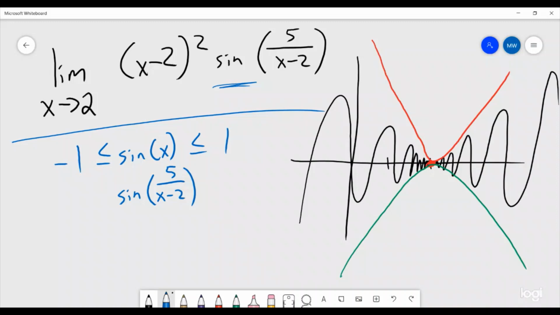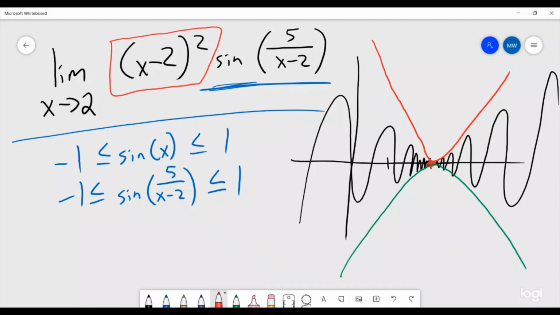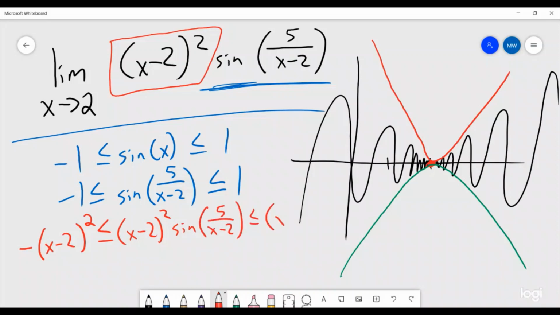No, this isn't going to change the outputs that we would get. It's still going to be between 1 and -1. It's behaving very differently, but it's still always between those two values. So now I've taken care of this entire piece. What I would like to do is take this and multiply it by everything. So am I allowed to just have negative (x minus 2) squared is less than or equal to (x minus 2) squared times sine of 5 over (x minus 2) is less than or equal to (x minus 2) squared? Am I allowed to do that?